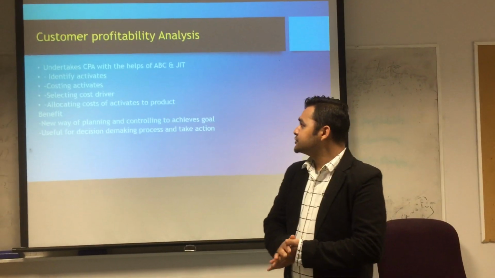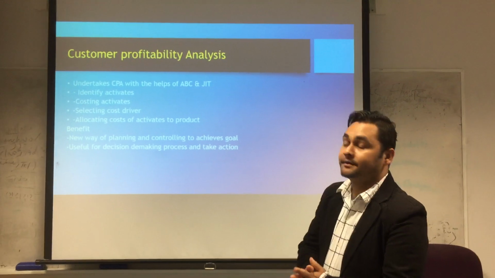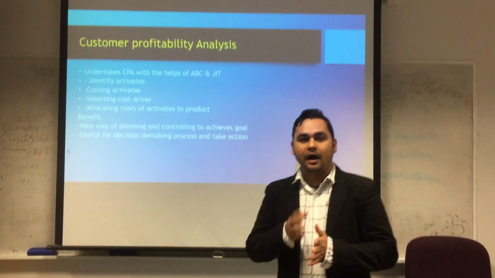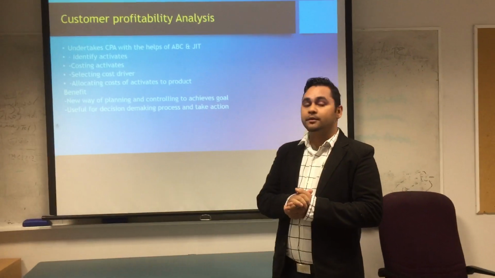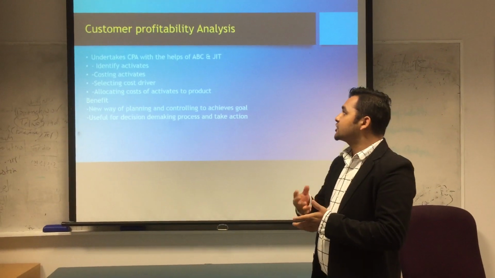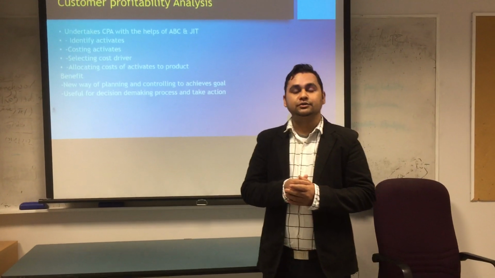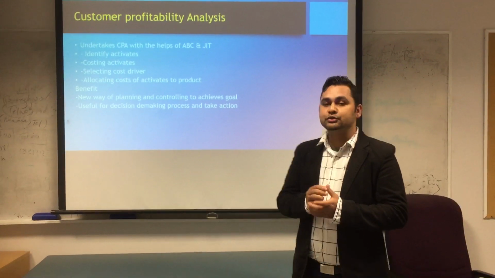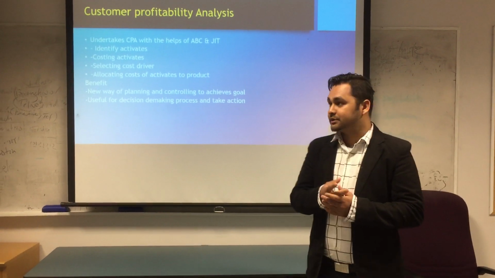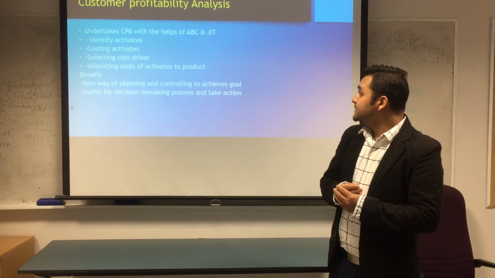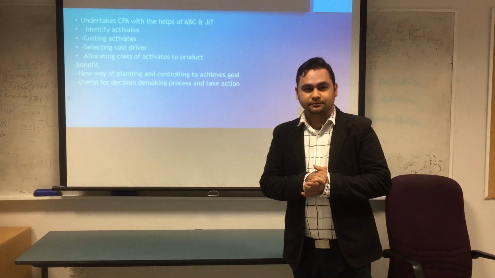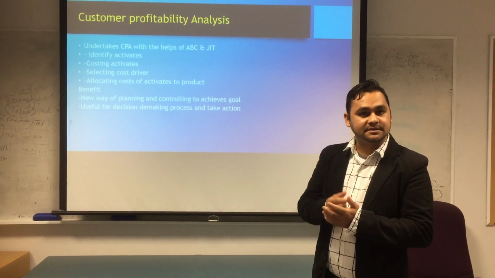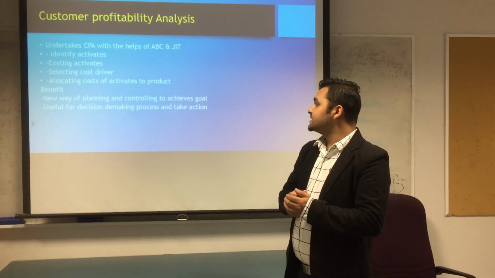Hello. I'm going to talk today about customer profitability analysis. So how Golden Oven Bakery undertakes the customer profitability analysis for their business. Especially, they use two major management tools. It's called ABC and JIT. So ABC, activity-based costing, and JIT, just in time.